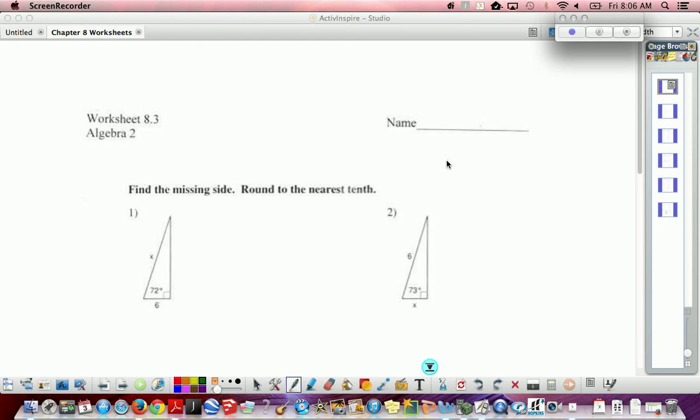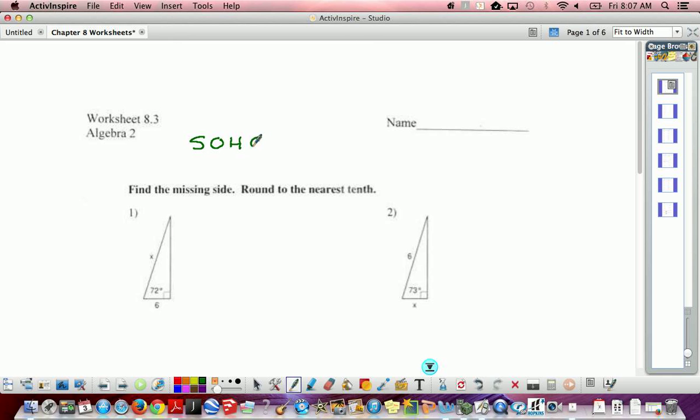Good evening. Let's take a look at our key for our worksheet 8.3 today, taking a look at right angle trigonometry. So when doing right angle trigonometry, you want to remember your trig rules. And if you remember SOHCAHTOA, sine is opposite over hypotenuse, cosine is adjacent over hypotenuse, and tangent is opposite over adjacent. This rule is going to be used all throughout this whole page.